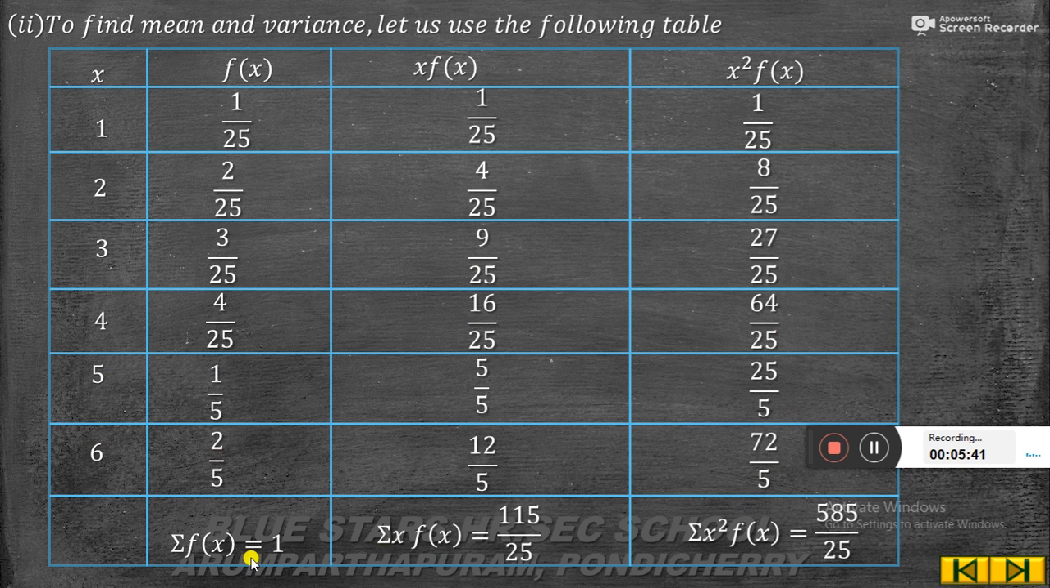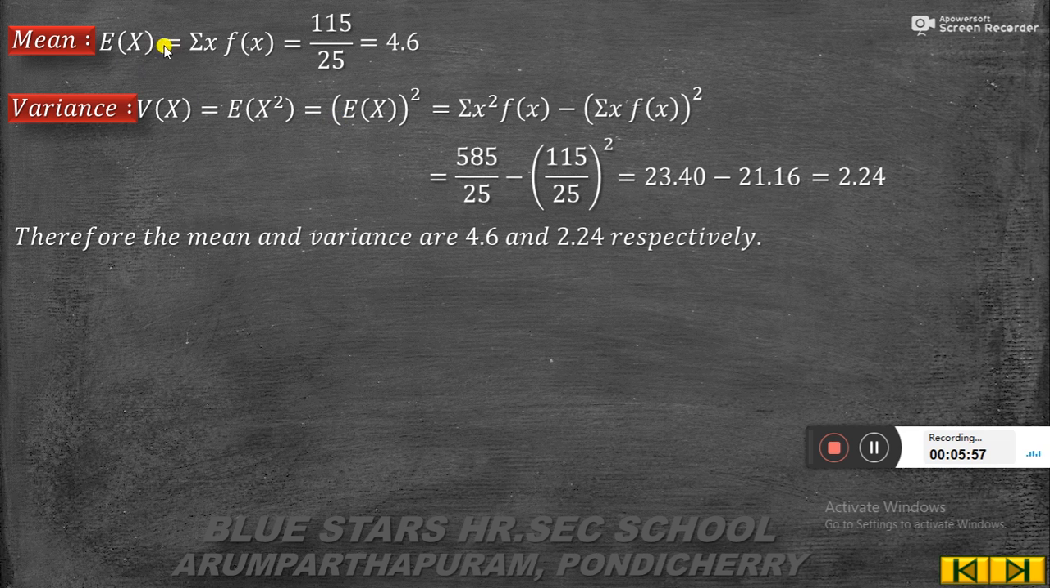That means summation f of x equal to 1. Summation x into f of x is 115 by 25. Next summation x square into f of x equal to 585 by 25. So mean, expectation of x, equal to summation x into f of x. That means 115 by 25, 4.6.